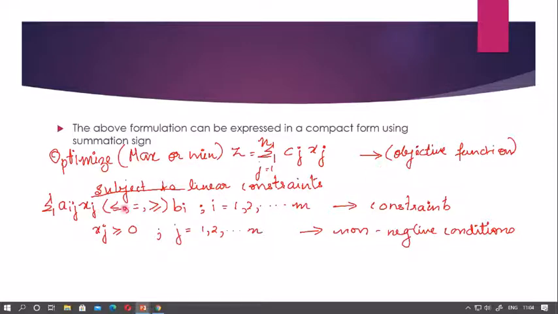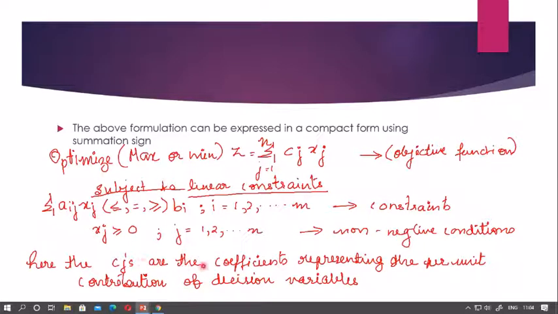and this objective function is subject to some linear constraints. The constraints I have also written in a compact form: summation aij xj less than or equal to, or greater than or equal to, bi, where i takes the values from 1 to m, which is the number of constraints that we use. Then the xj's are always non-negative, where j takes the values 1 up to n.